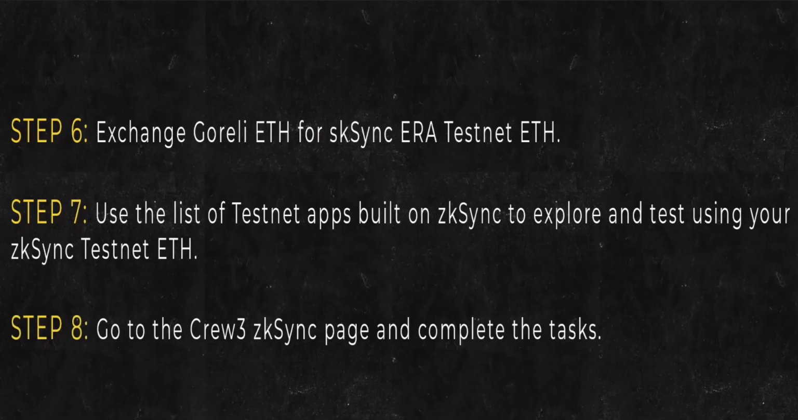And finally, it's going to be step 8. I'm going to leave this also in the description below. There's going to be a link to this Crew3 zkSync page, and you're just going to complete the tasks that it asks you to do. You're going to have to connect your Twitter with your crypto wallet as well with your Discord, and once they're all three synced together and you complete these tasks, you're going to get certain roles in their Discord, and it's going to show that you went through this process and you did it.